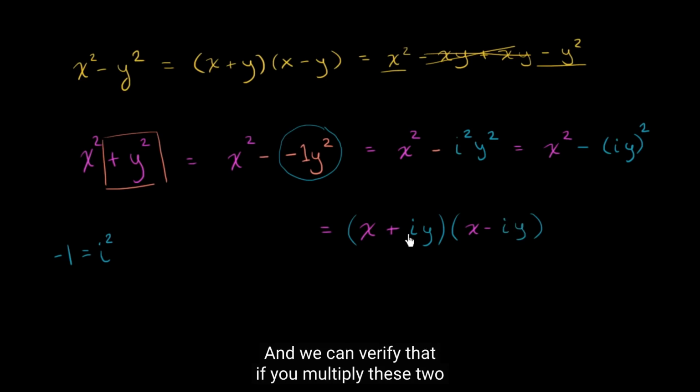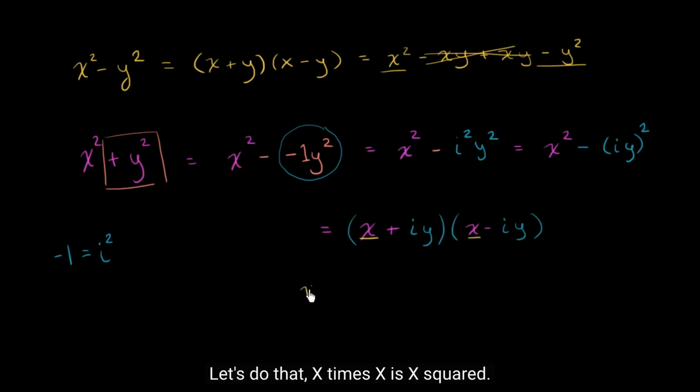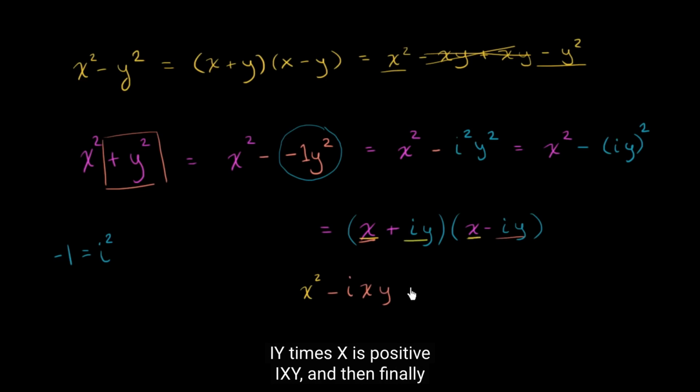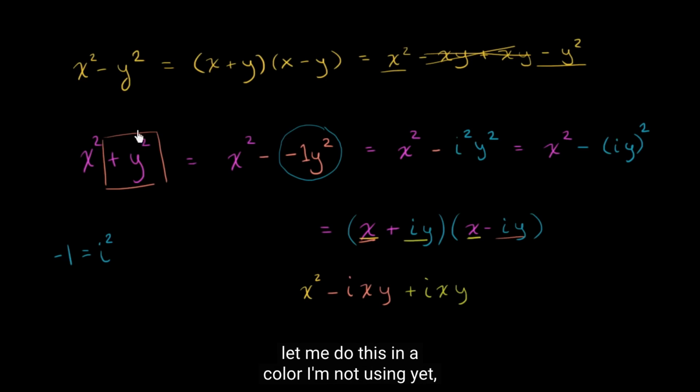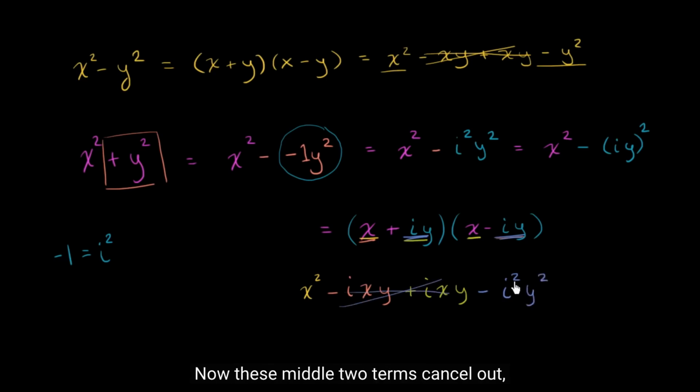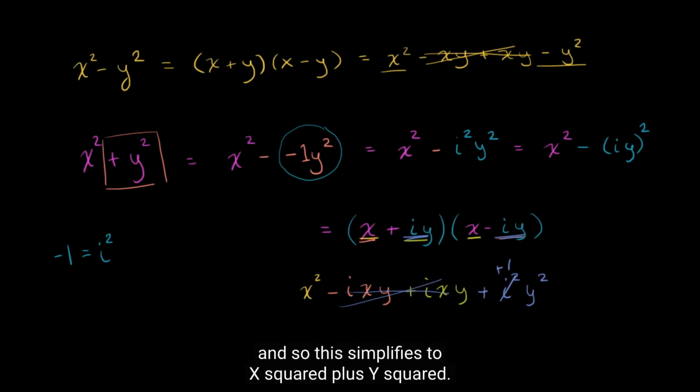And we can verify that if you multiply these two expressions together, you're going to get x squared plus y squared. Let's do that. X times x is x squared. X times negative iy is negative ixy. And then iy times x is positive ixy. And then finally, iy times negative iy is equal to negative i squared y squared. Now, these middle two terms cancel out. i squared is negative 1, and so we have x squared minus negative 1 y squared. So this is subtracting a negative, the same thing as adding a positive, and so this simplifies to x squared plus y squared.